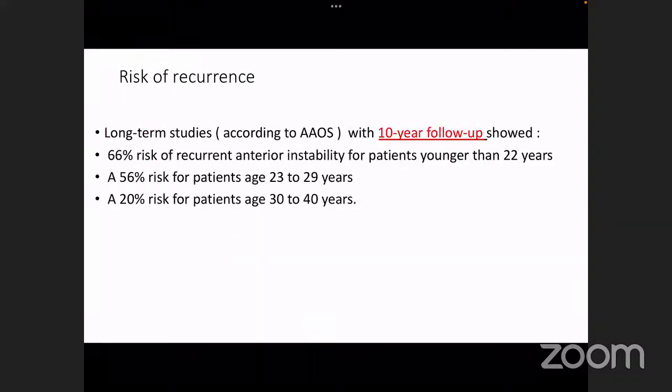According to the American Academy, the risk of recurring shoulder instability is 66% for patients less than 23 years old, 56% for those from 23 to 29, and it falls as you approach the 40s.